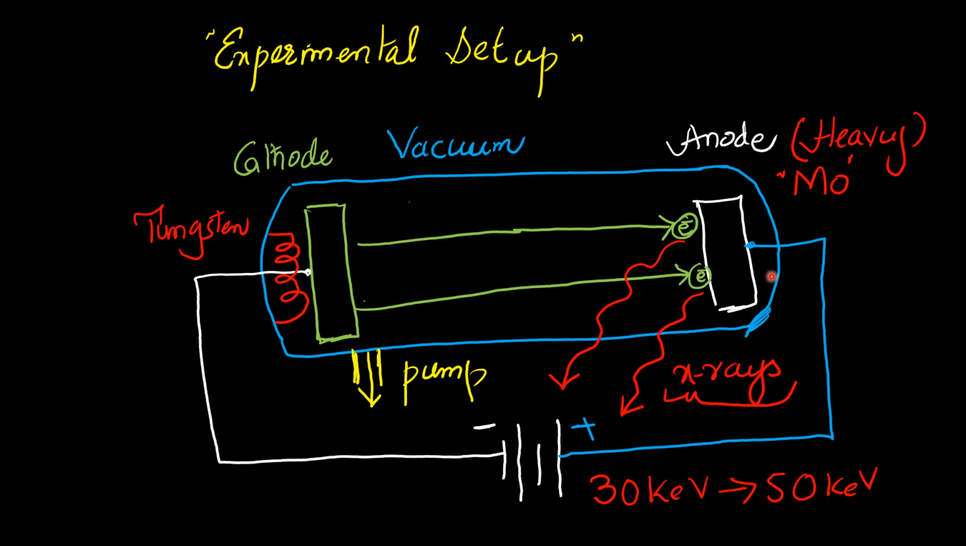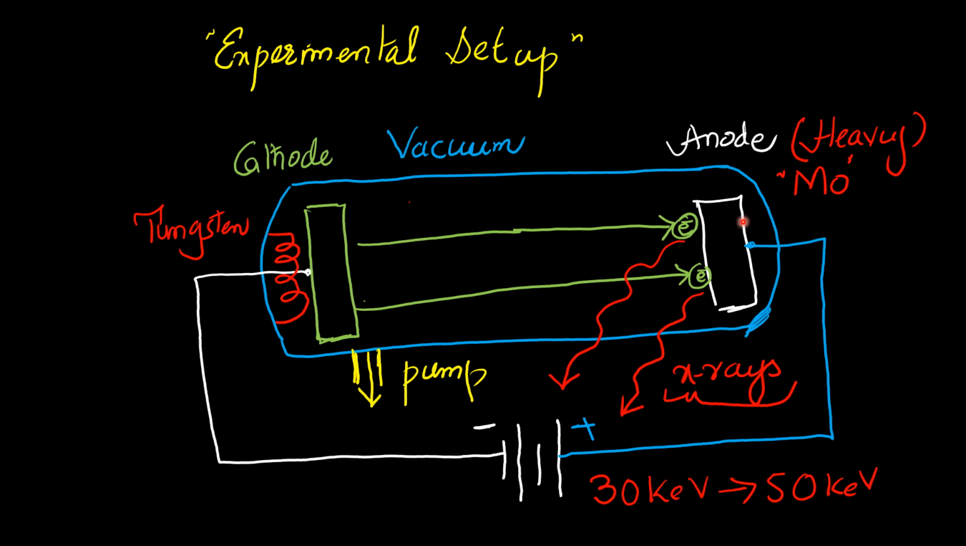Now, an interesting question here is why a heavy metal like molybdenum or tungsten is used as an anode. Dear student, please keep in mind that the atomic number of molybdenum is 42, which means that it is a heavy atom. Since the energy of the incident electron is quite high, it requires a stable atom which can hold the energy of the incident electron. So due to this, heavy metal atoms are used in production of X-rays.